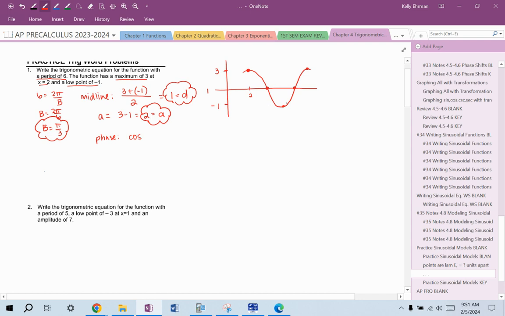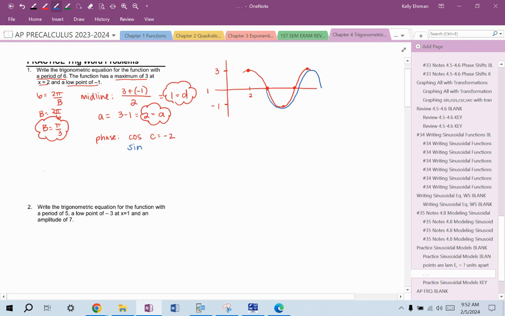I said sine curve, I meant cosine curve. So if I'm looking at this section of a cosine curve, we've gone to the right 2 units. So C is -2. If I look at this as a sine curve, and remember, I want you to do both because sometimes on the AP problems, I've seen that we have freedom to choose, and sometimes we're told to make it into one or the other. So we need to be able to do both.